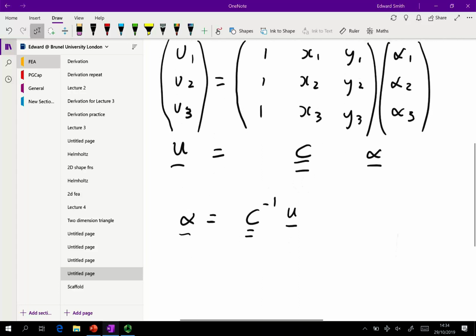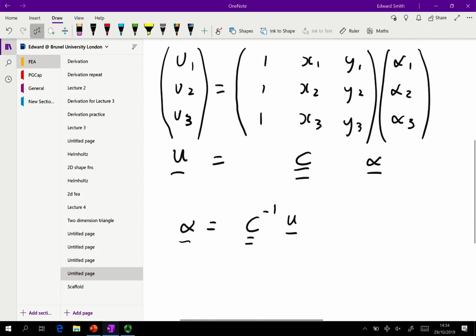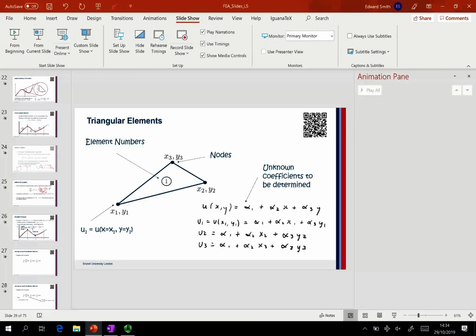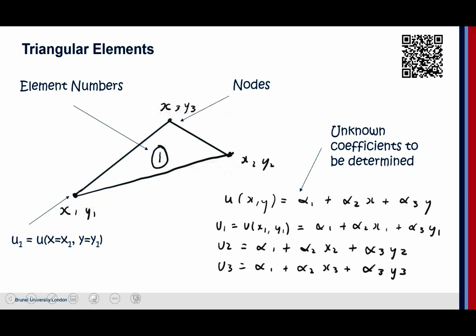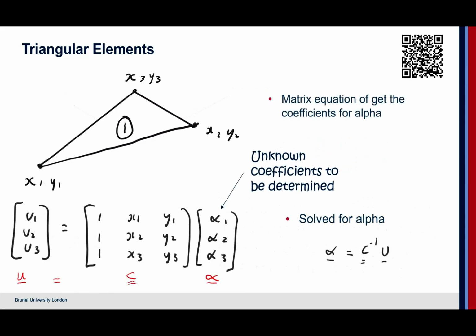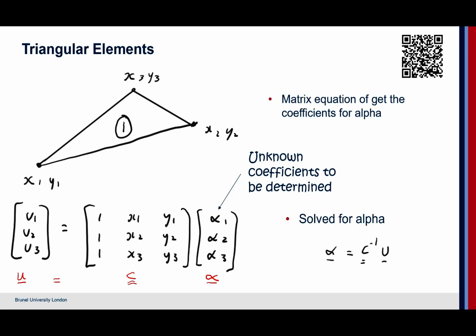Okay, so the process of inverting C, and as I said last week, no one should have to invert a matrix by hand. And I showed you before, if we go through this process here, these are the coefficients that we actually want to get, and the idea here is we're going to solve for alpha.